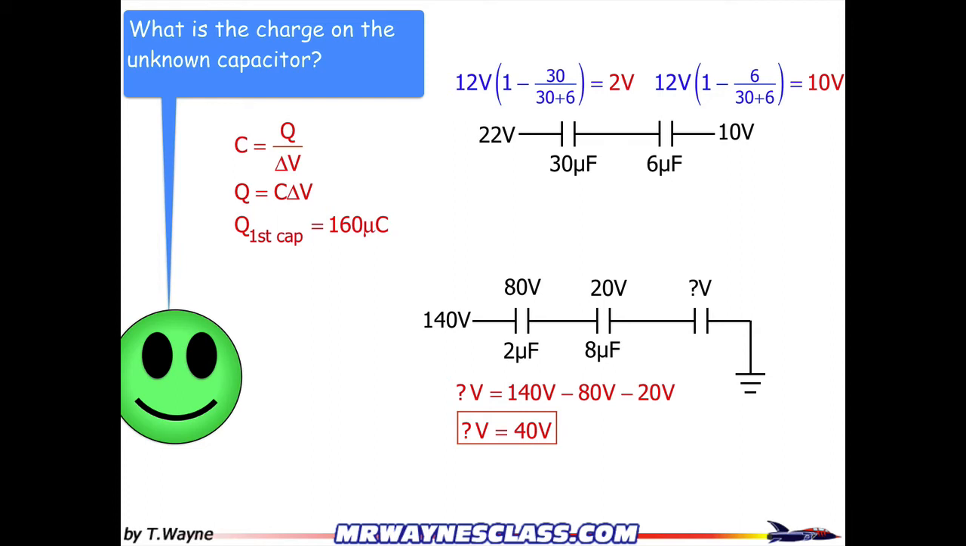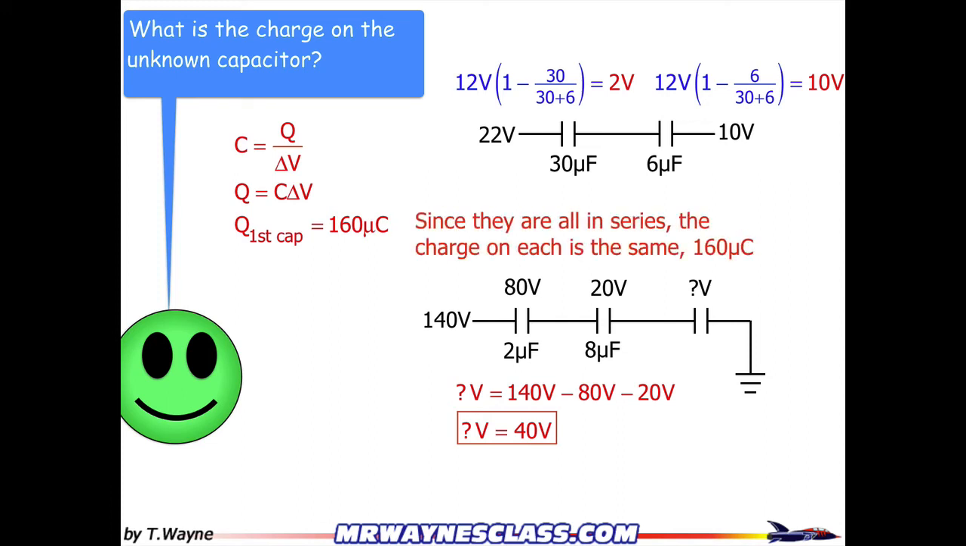in voltage. So for the first capacitor on the left, that's going to be 2 microfarads times 80 volts. So that's going to be 160 microcoulombs. For the middle capacitor, it's going to be 8 microfarads times 20 volts, which is 160 microcoulombs. And it shows what we know, that capacitors in series all have the same charge. So in that unknown capacitor, its charge will also be 160 microcoulombs.